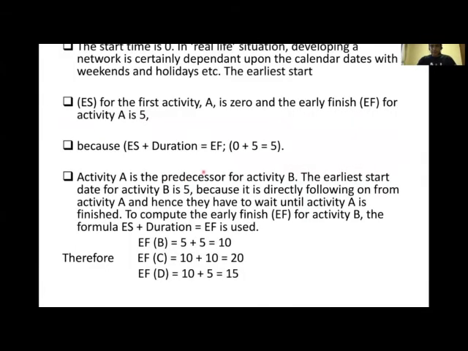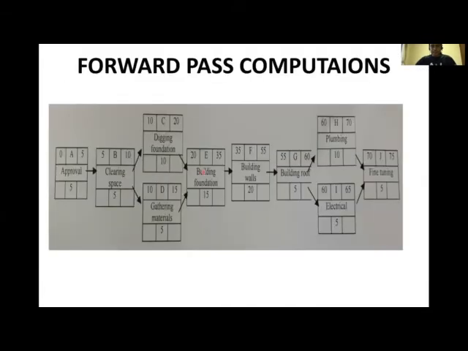So what's the point here? The point is that if you have the 2 merging activity, always pick the largest head finish, then it becomes the head start of the merging activity. So in this case, there's 20 and there's 15. Which one is big? Okay, we know 20 is bigger than 15. So that's why 20 has been selected as the head start of this activity, building foundation.